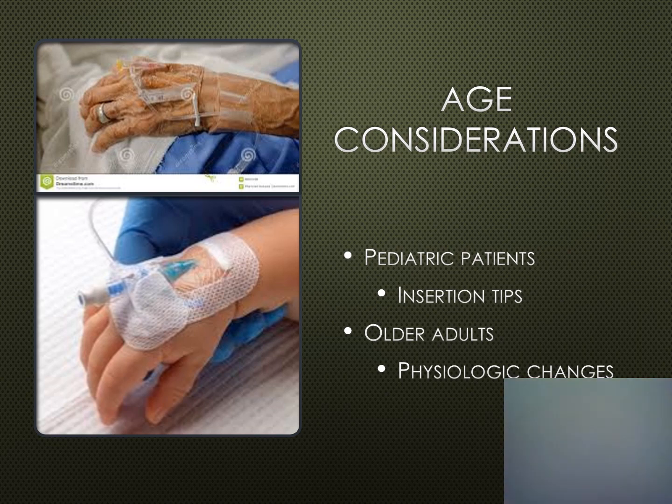Older adults have a decreased tolerance to fluid excess or deficit, but they can be very slow to show signs of those issues, and that requires the nurse to monitor them carefully for subtle signs.